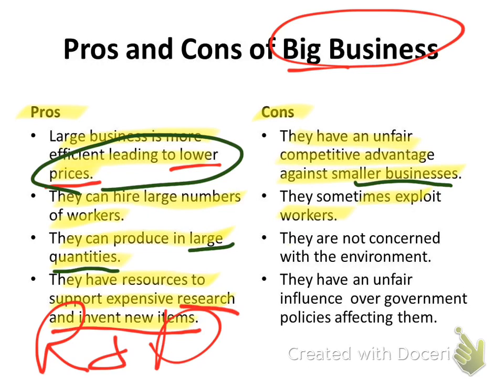Next we have, they often are not concerned with the environment. And this is not always true, but it is to some extent. They are less concerned about the environment. They're more concerned about making profit. Finally, they have an unfair influence over government, and the government policies affecting them. They can, through campaign contributions, get access to politicians that a small business cannot get.